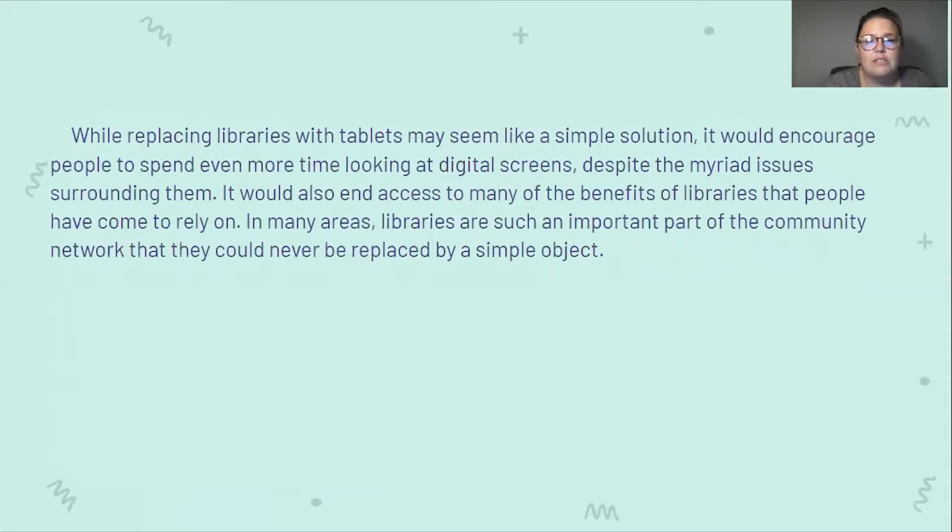While replacing libraries with tablets may seem like a simple solution, it would encourage people to spend even more time looking at digital screens, despite the myriad issues surrounding them. It would also end access to many of the benefits of libraries that people have come to rely on. In many areas, libraries are such an important part of the community network that they could never be replaced by a simple object.